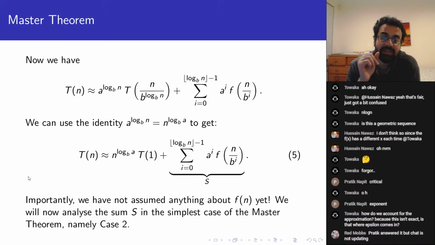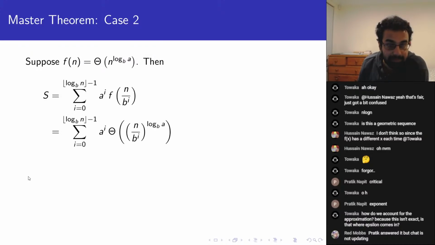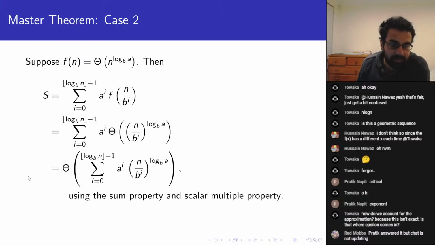So what we're going to do is focus on case 2, which is the simplest one. Here f(n) is big theta of the critical polynomial. And so we're going to work on that case only, and we're going to give a brief overview of how the other cases are done. So in this case, f(n) is big theta of the critical polynomial. We're interested in this sum s. So we can replace f with big theta of that critical polynomial. And here we're just going to manipulate some more.